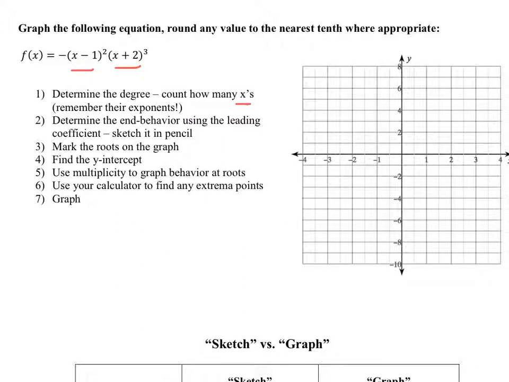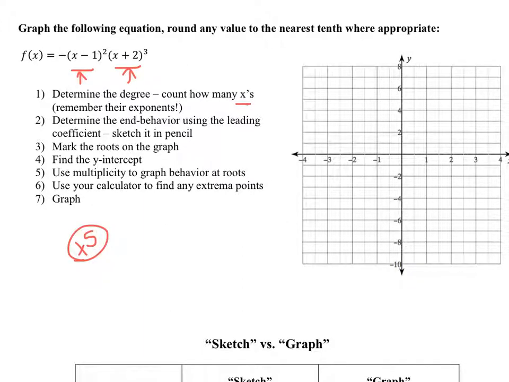Well, this would give me a quadratic because it's x squared, and this would be a cubic, x cubed. So altogether, if I multiply those together, I would have an x to the 5th equation. So I know that this is going to have odd tendencies. Determine the end behavior using the leading coefficient. So I know this is x to the 5th, so it either has to go like this or like this. It has to be in that direction.